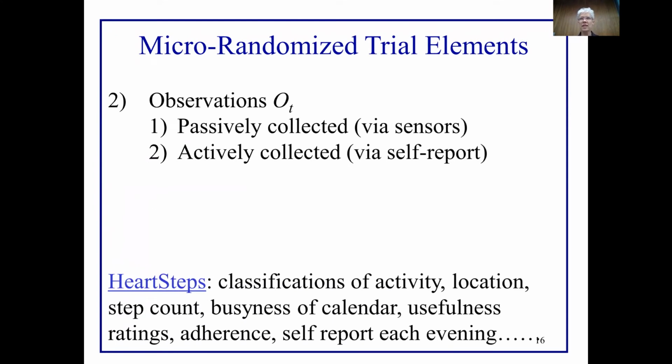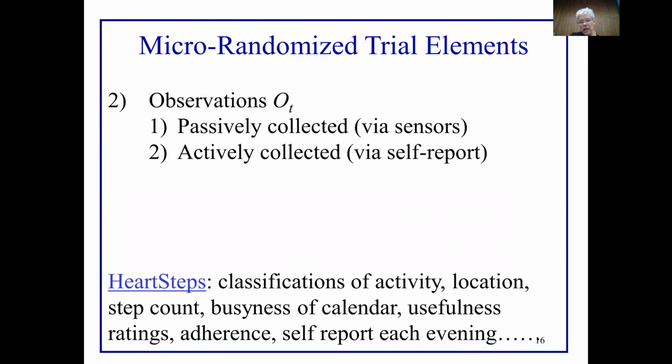Observations, this is the data that accrues from one decision point to the next. So again, there's 2 flavors: passively collected via, like, the Jawbone wristband. You can imagine a whole variety of different types of sensors. A lot of the sensors actually are on the phone. And then actively collected via self-report. And as you probably know, a lot of research is going into how we can reduce the amount of active data collection and increase passive data collection, because active data collection is quite intrusive and burdensome.